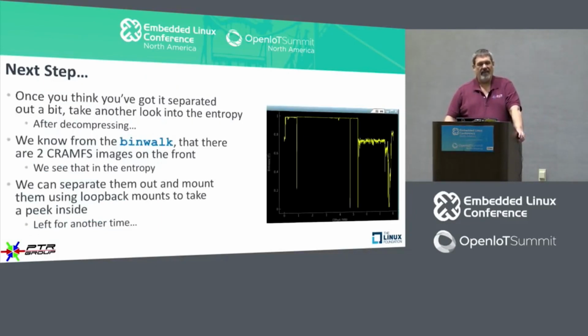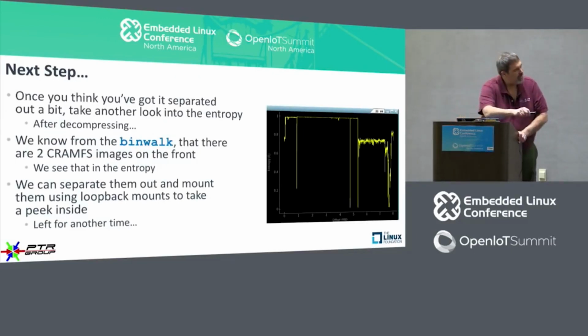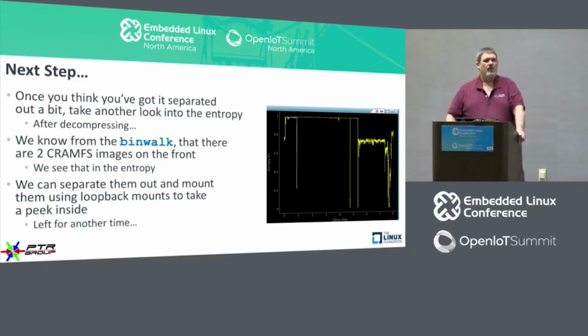Now, the next step, once you've got it separated out a bit, then we can take another look at the entropy. After decompressing that image, we see a spike right there, which is the separation between the U-boot image and the rest of the CRAM-FS. These entropies close to 1, those are the CRAM-FS images, and then we see the rest of the operating system sitting out here. So again, if it's not solid at 1, that's good. If it's solid at 1, that's a bad thing. That means they've either encrypted it or they've got something else sitting out there that makes it look like encrypted data.